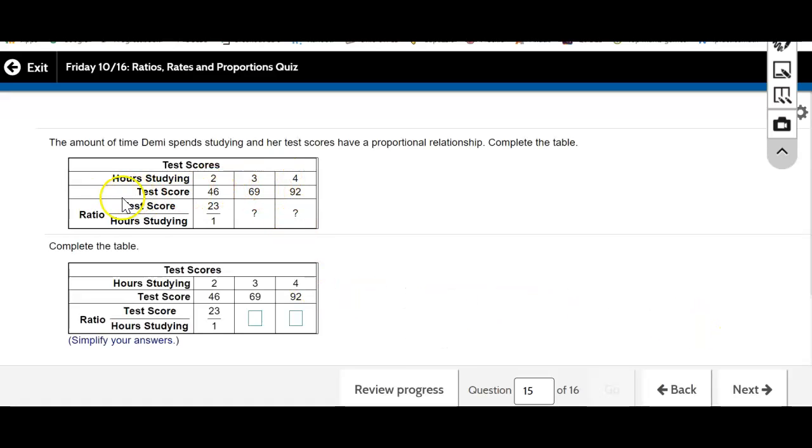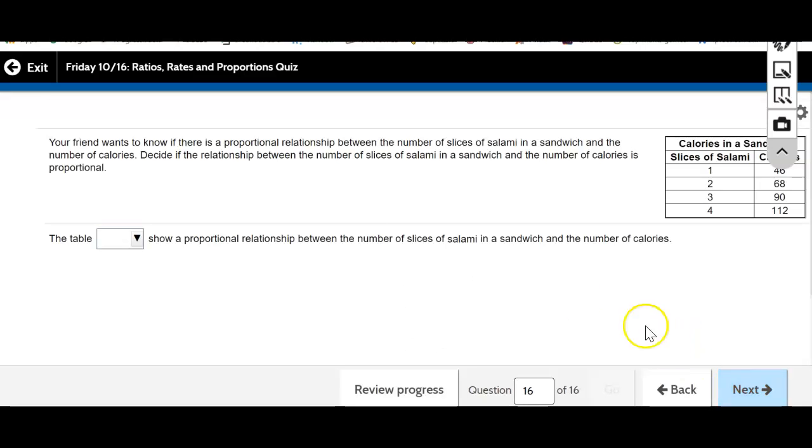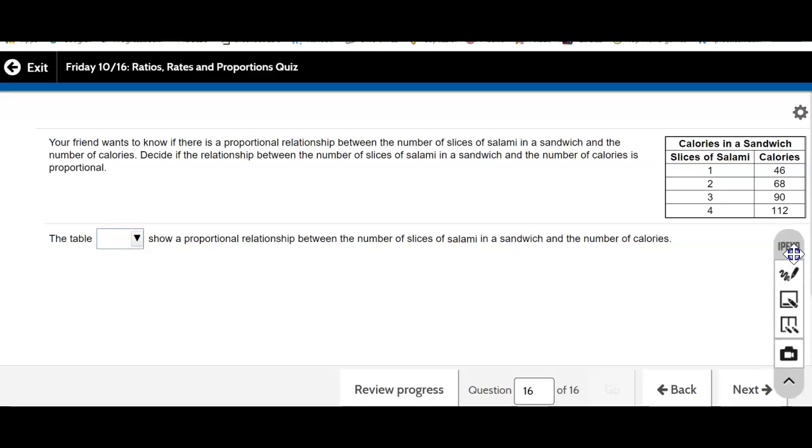And then yesterday, you've got to finish filling in the table. The ratio, it says test score over hours studying. Write them as ratios down there. And then the last one says, is this a proportion?